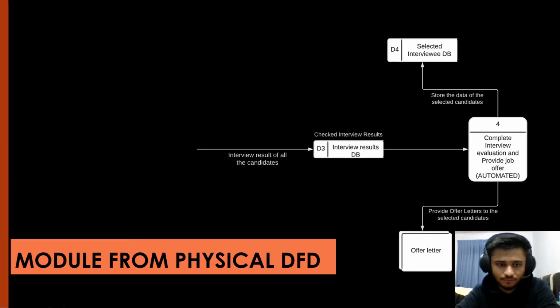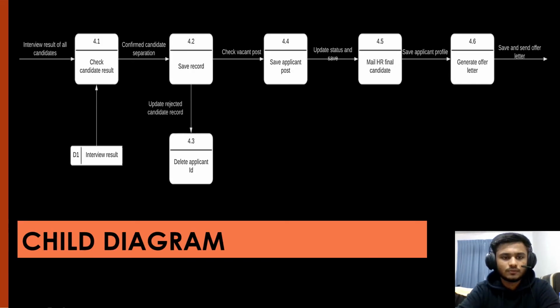I was given module 4 from the physical DFD that we created as a team. In module 4, I got to work on the last step, which was completing the interview evaluation and confirming it, and then providing the job offer letter to the interviewees, or the selected candidates, for the position in the company. For the module that was provided to me, I had to draw a child diagram so that I can show you how the whole functioning of the system works. The system that we are going to provide by creating a high fidelity mockup prototype is shown as a breakdown here.